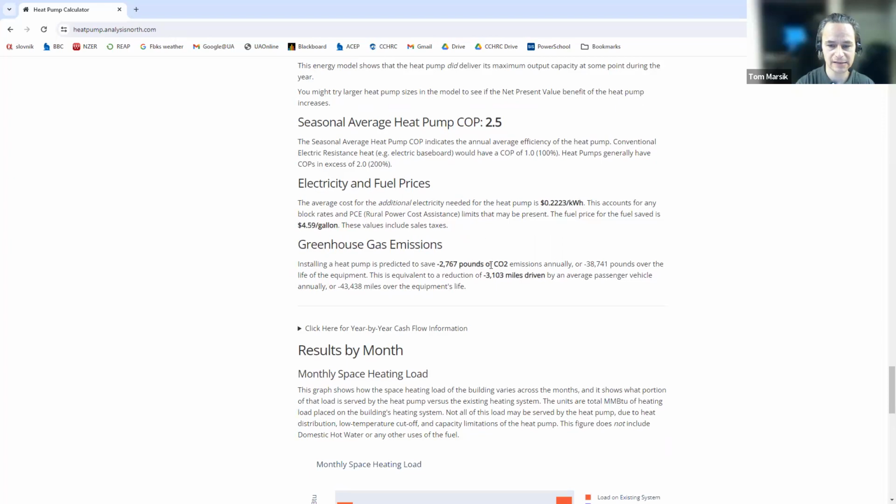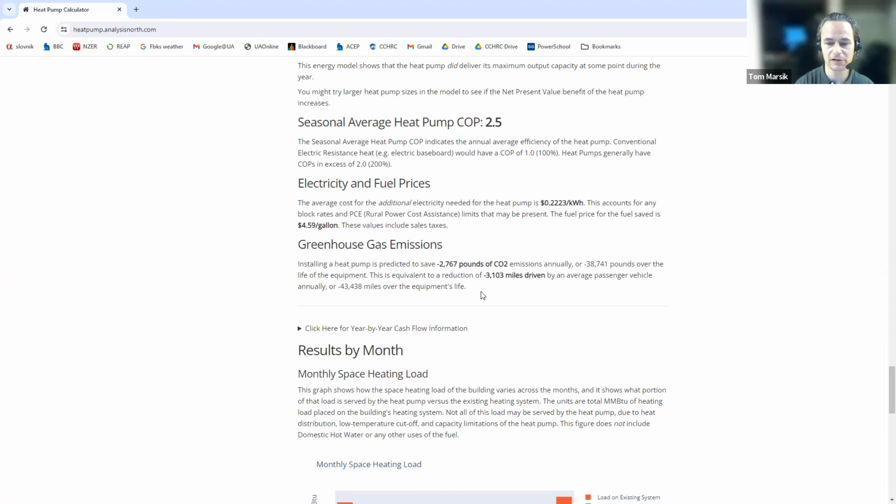greenhouse gas emissions. I should point out this calculator is based on the average fuel mix in Fairbanks, which has some coal in it, but the current situation in Fairbanks, like I pointed out earlier, based on my understanding at least, is that you are not going to be increasing the consumption of coal when you install a heat pump, because it's already maxed out.